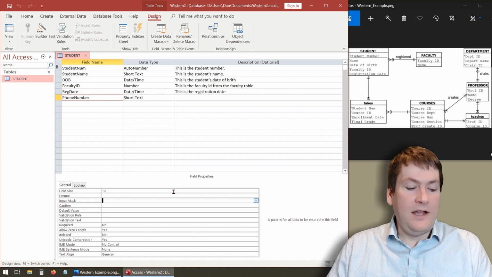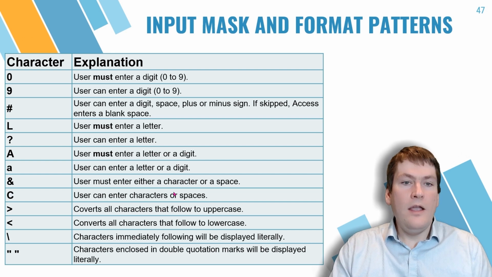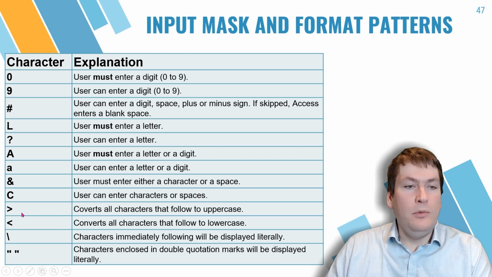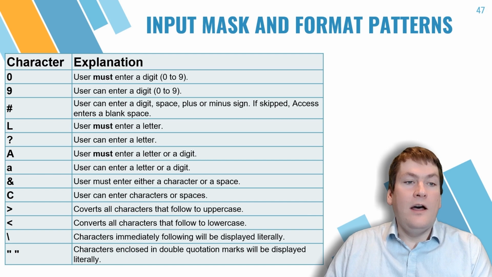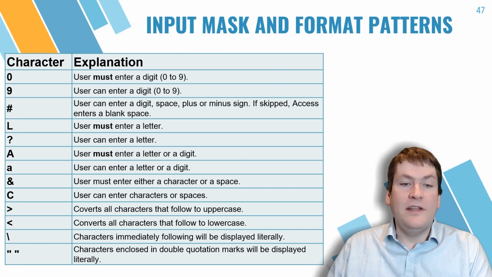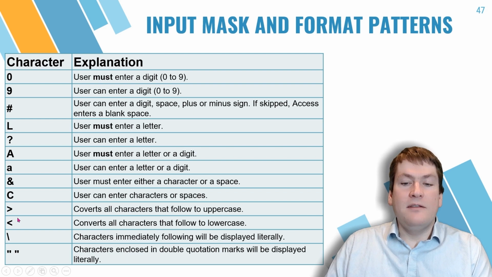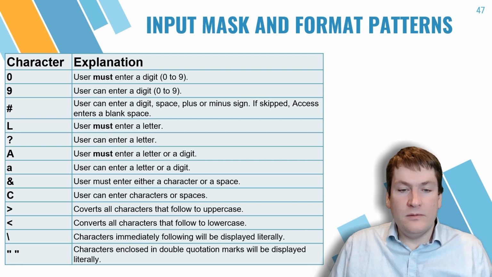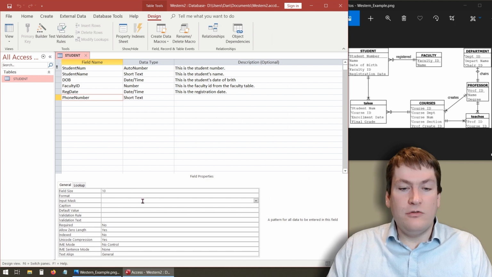The input masks have their own syntax, and I have a slide for you that describes that. It's shown right here. Basically, each character in the input mask represents some sort of digit or letter that could be input. For example, 0 represents a digit, 0 to 9, that they could input. Capital L represents a letter that must be input. And we have a few special symbols like greater than and less than. That means that all the characters that follow have to be uppercase, or all the characters that follow have to be lowercase. This might sound a little complex at first, but actually it is quite straightforward.